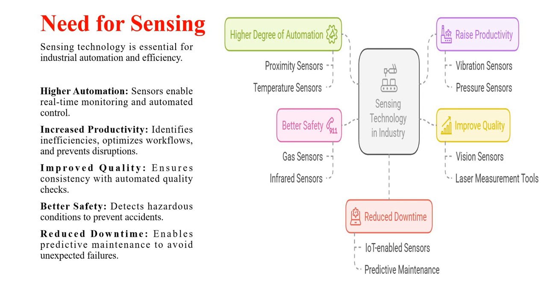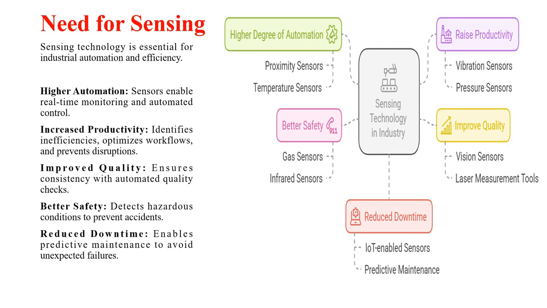Sensors allow industries to automate processes by collecting real-time data and feeding it into control systems. Therefore, they provide a high degree of automation, and automation reduces human intervention, leading to faster and more precise operations. Examples are proximity sensors in robotic arms, temperature sensors in manufacturing lines, and pressure sensors in hydraulic systems.